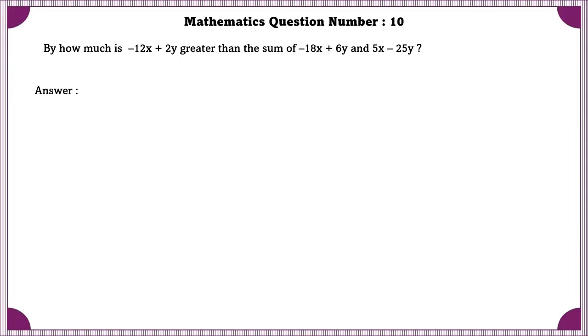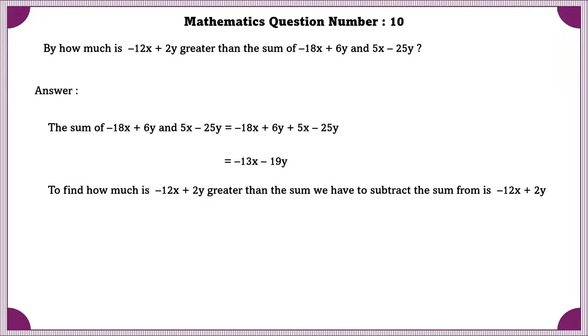Mathematics question number 10. By how much is this expression greater than the sum of the other two expressions? The sum of the first two expressions is minus 18x plus 6y plus 5x minus 25y, which can be written as minus 13x minus 19y. To find out how much is this expression greater than the sum, we have to subtract the sum from minus 12x plus 2y. If we do that, we'll get the answer as x plus 21y. Therefore, the first expression is x plus 21y greater than the sum.